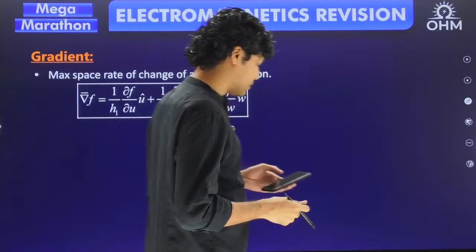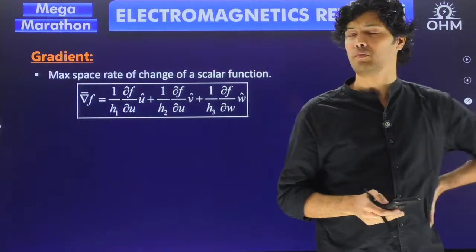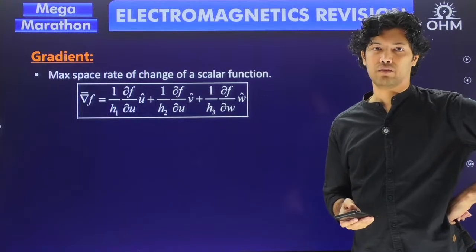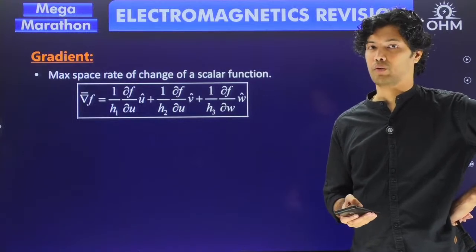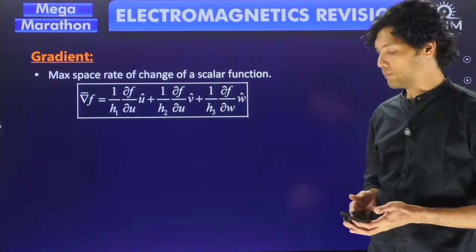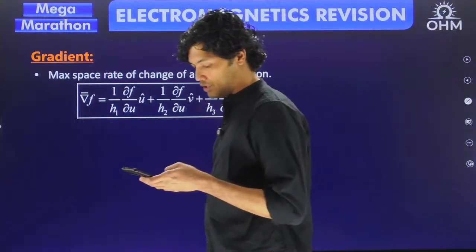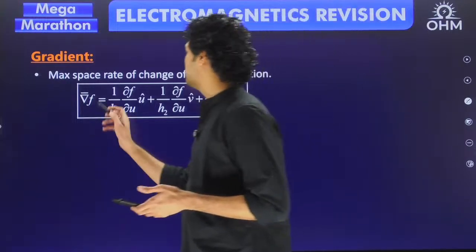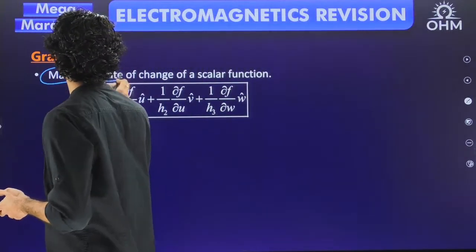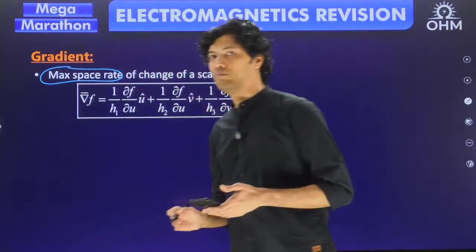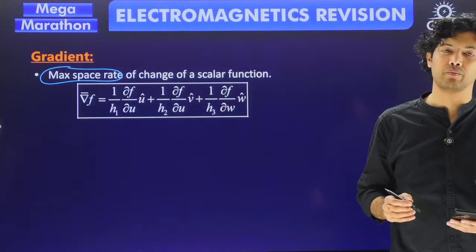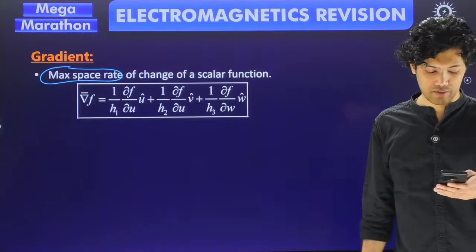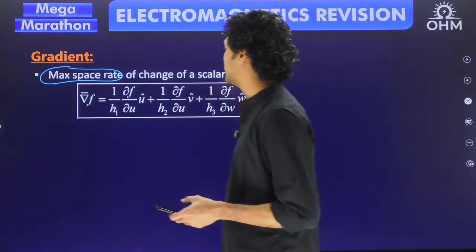So in vector calculus, we mainly have gradient, divergence, curl, and a few double differential operators. The first is gradient. So what does gradient measure? Gradient basically measures the maximum space rate of change of a function. How much a function changes maximum for every 1 meter that you travel in space. So that is basically gradient.